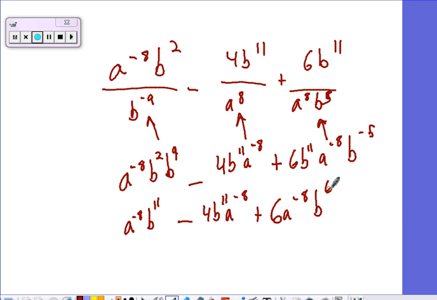The first two terms are the same, the last one is different. So the last one I leave alone, but the first two I can combine. 1 minus 4 is negative 3. So I get negative 3, a to the negative 8, b to the 11th, plus 6, a to the negative 8, b to the 6th. That's done. That's all I can do to it.